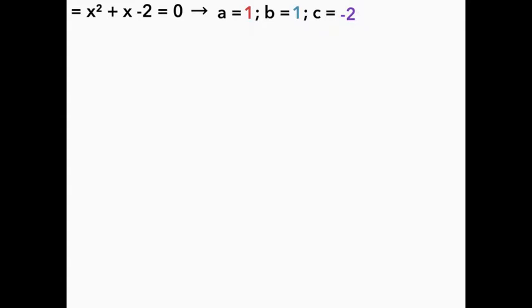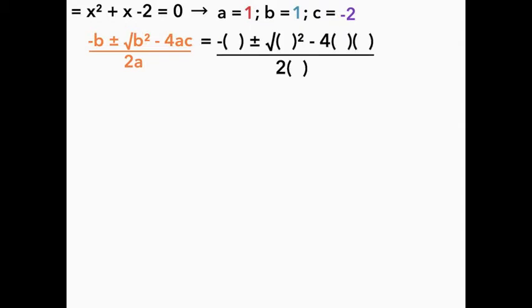The quadratic formula is -b plus or minus the square root of b squared minus 4ac, over 2a. It is applicable to all quadratic equations. After getting the values of a, b, and c, we can now substitute them into the quadratic formula. -1 plus or minus the square root of 1 squared minus 4 times 1 times -2, over 2 times 1.